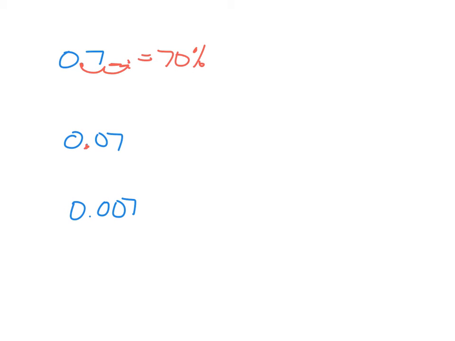Always move the decimal point back 1, 2 places to the right. Then that'll put the decimal point right after the 7. So 7%. And with a decimal like 0.007, move it back 2 places. That puts a decimal point right in front of the 7. So this is 0.7%.